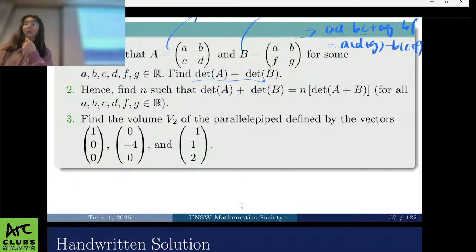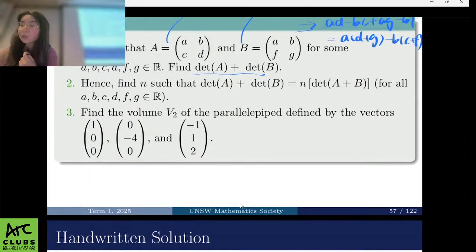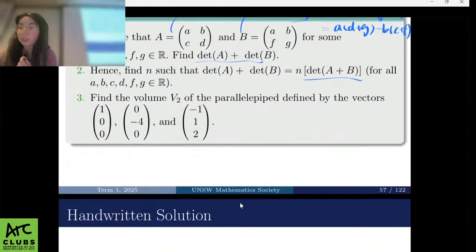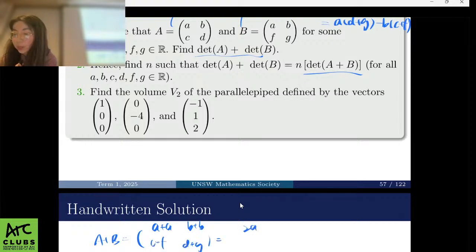such that the determinant of A plus the determinant of B is equal to n times the determinant of the sum of A and B. So how do we do that? First of all, let's find what A plus B is. We can actually add A plus B because they're both 2 by 2 matrices. So then we have A plus A, B plus B, C plus F, D plus G, which gives us 2A, 2B, C plus F, D plus G.